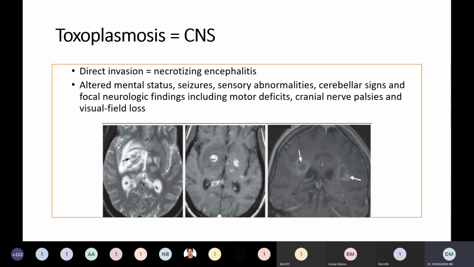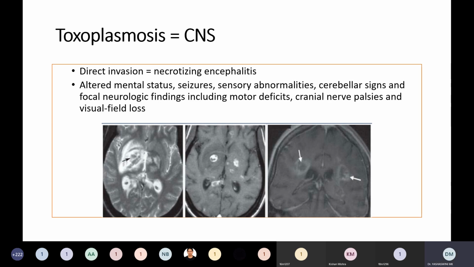So you can either do a staining method, or you can culture them, or you can directly see under the microscope. So to stain them, what are the various things you can use? You can use Giemsa, PAS staining, or silver stains can be used.